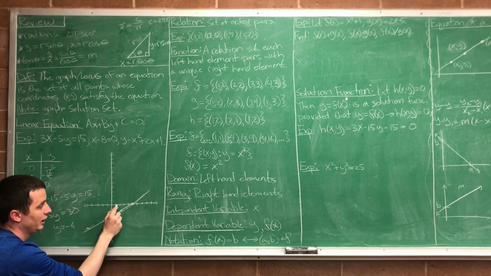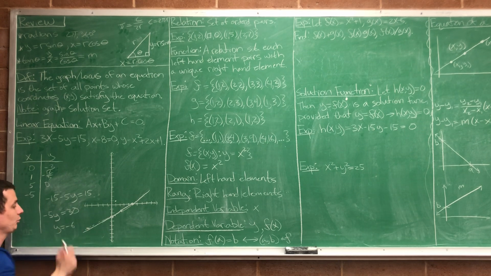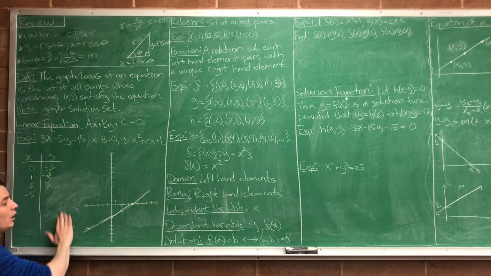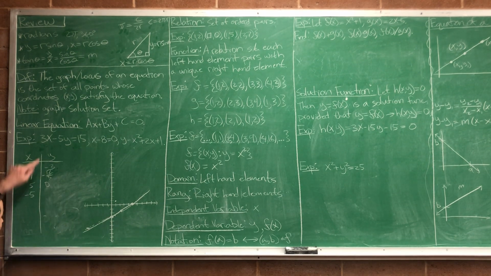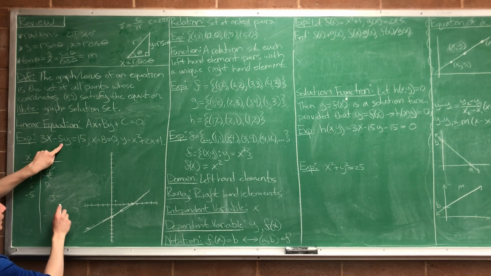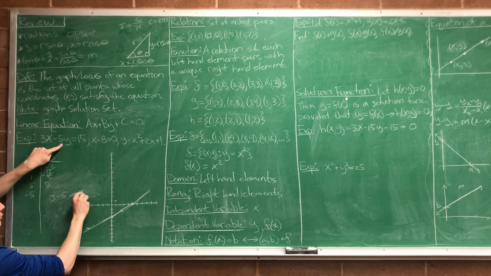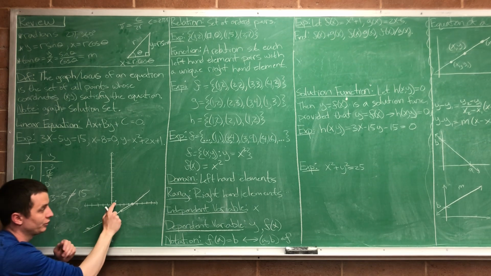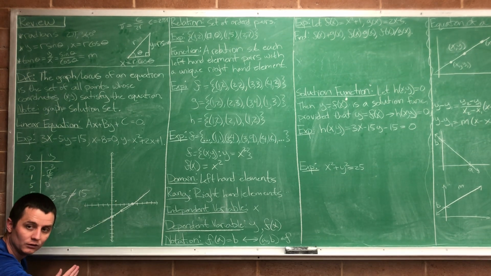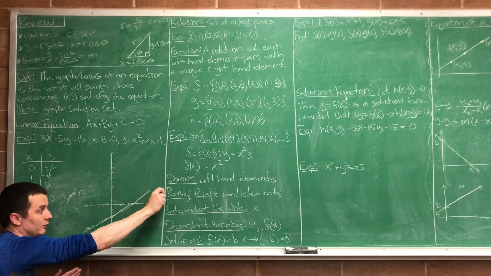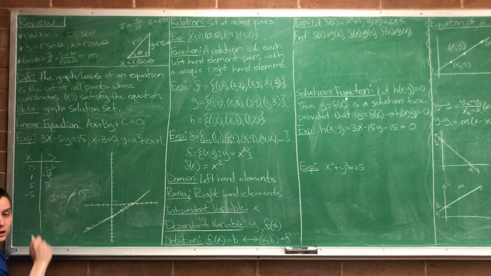So for example, if I plug in 1 for x, 1 for y, the equation is going to be false. When we plug in 1 for x, we get 3. When we plug in 1 for y, we get 5 here. 3 minus 5 equals 15. No, that's not true. So this point 1, 1 is not on the line. The line is a set of all the points that satisfy that equation.